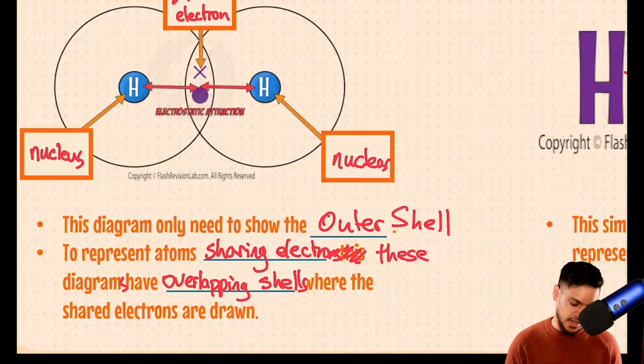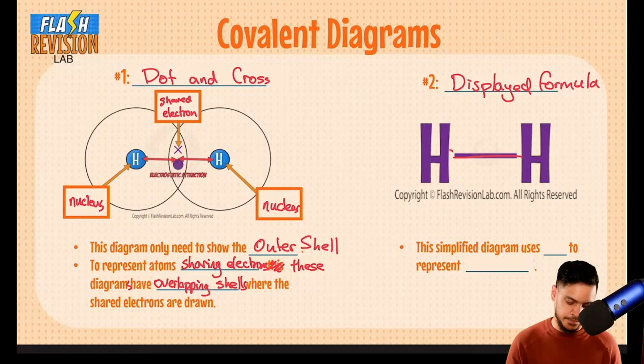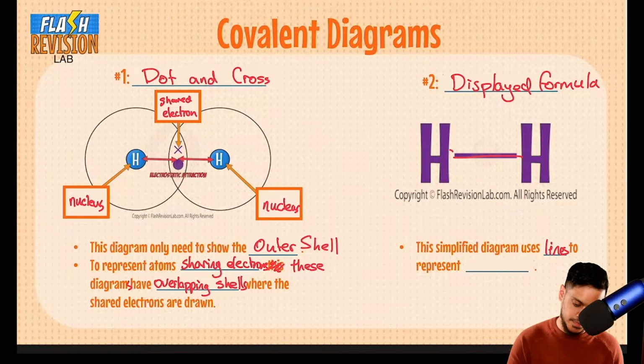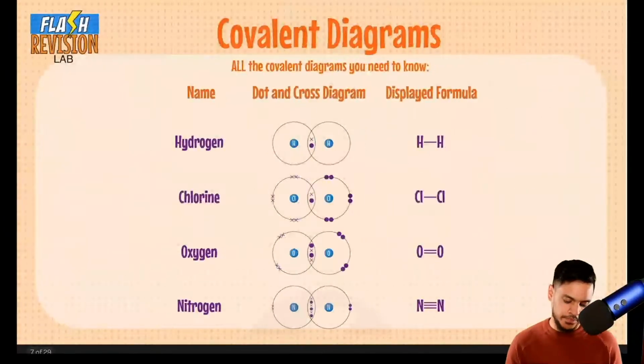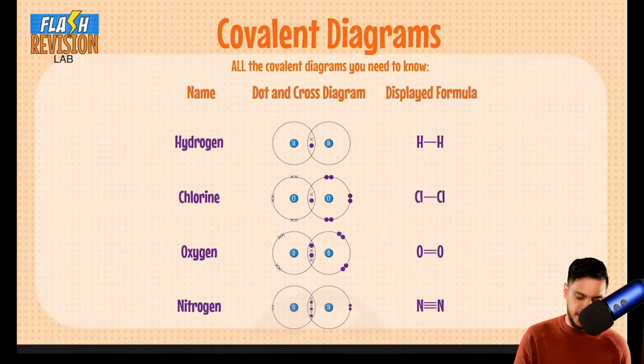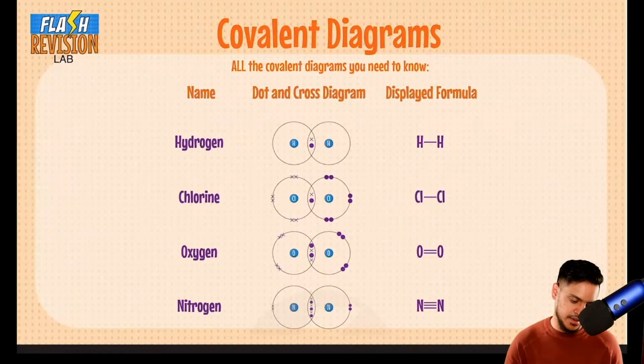Overlapping shells where the shared electrons are drawn. Displayed formula: we see that quite a lot in organic chemistry. This uses lines to represent bonds, so it uses lines to represent covalent bonds. So every line you have is basically a covalent bond. And you can see here the dot and cross diagram and displayed formula for different types of covalent molecules.